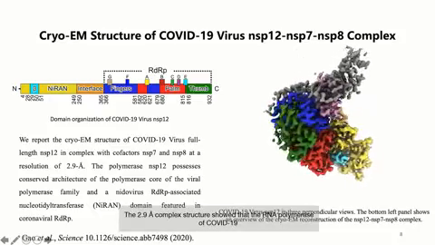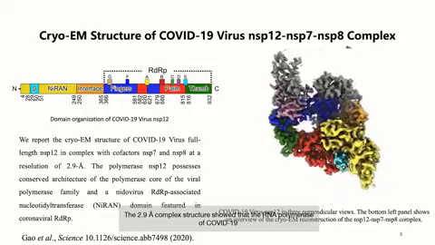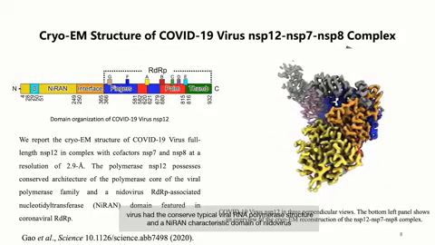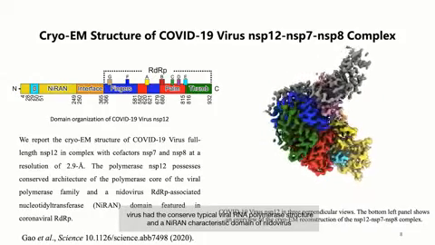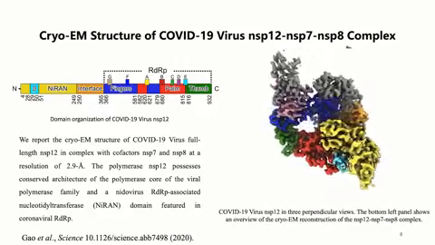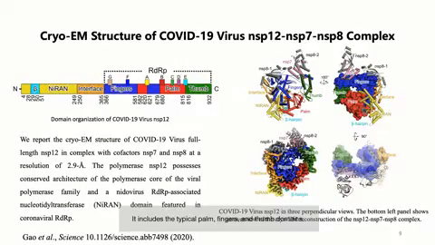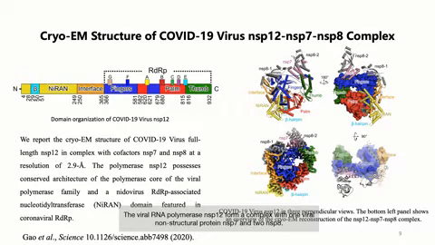The 2.9 angstrom complex structure showed that the RNA polymerase of COVID-19 virus had the conserved typical viral RNA polymerase structure and an NiRAN characterized domain of nidovirus. It includes typical palm, fingers, and thumb domains. The viral RNA polymerase NSP12 forms a complex with one viral non-structural protein NSP7 and two NSP8.